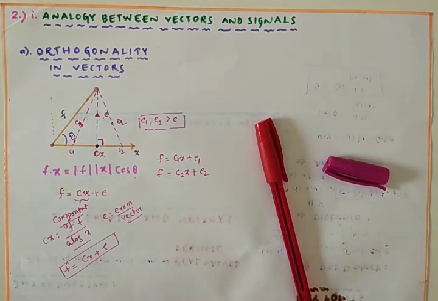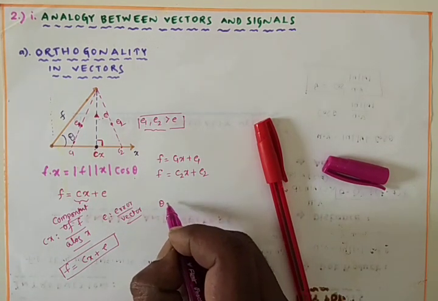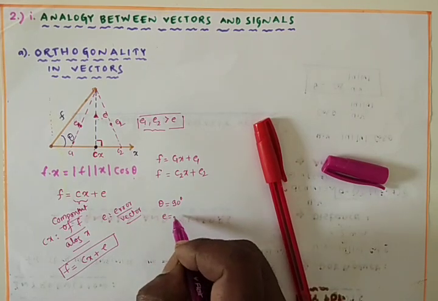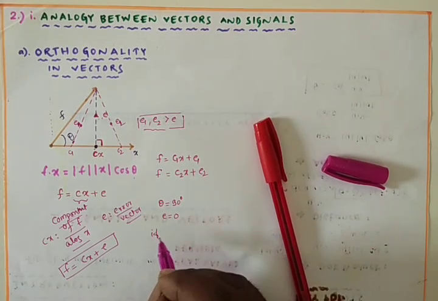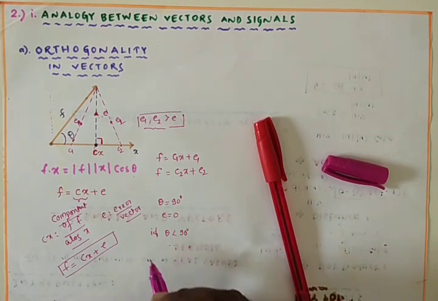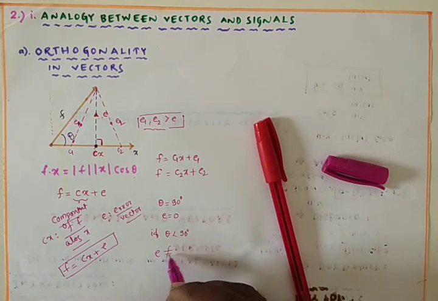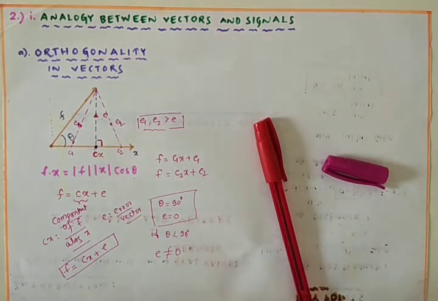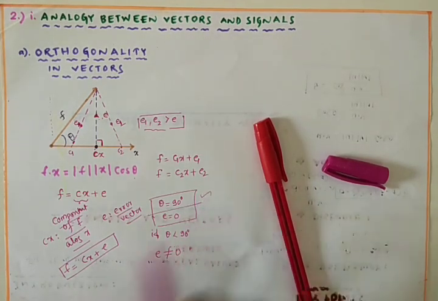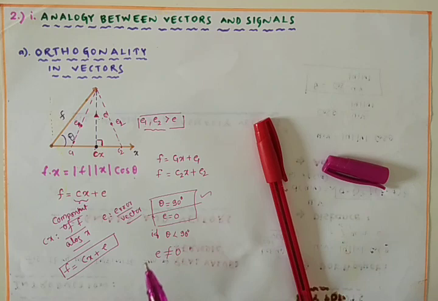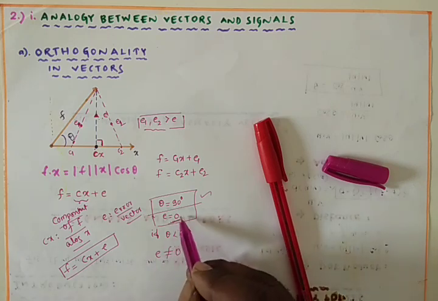That means at theta equal to 90 degrees, E is equal to 0. If theta is less than 90 degrees, E is not equal to 0. So whenever the two vectors are mutually perpendicular, we can say that the angle between them is equal to 90 degrees, and then the error signal defined by the one particular vector is going to be 0.